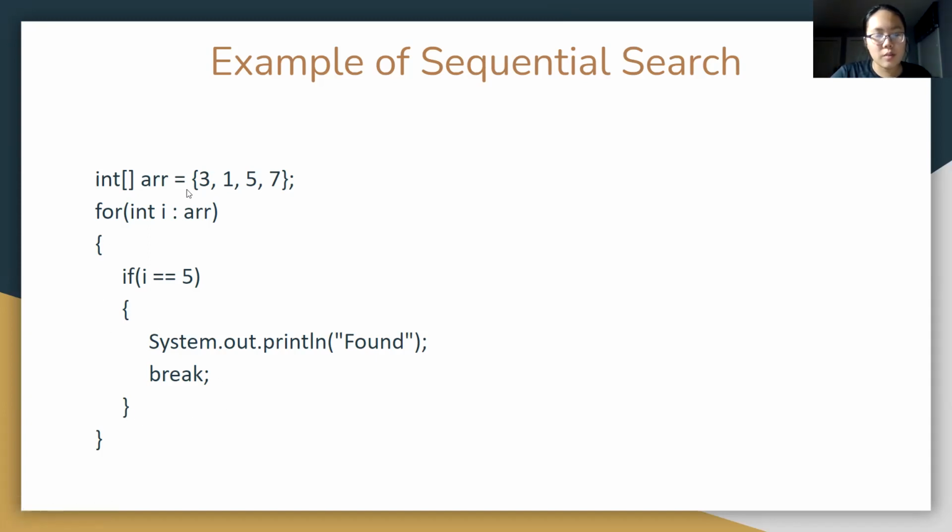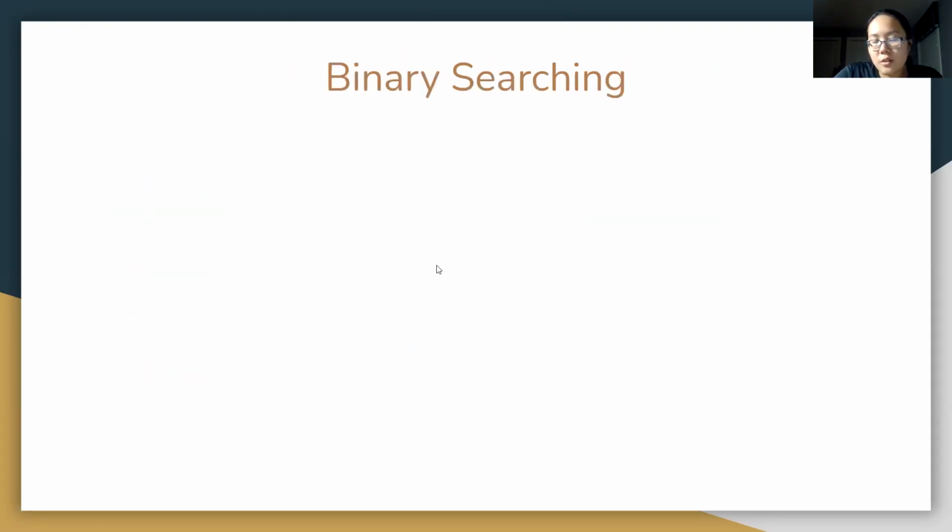So again, that should look pretty familiar. This is an example of sequential search, because we're looping through every single value, checking to see if each one is equal to the value we're trying to find. If we found it, then we break out of the loop. The output would be found, because there is a 5 in here. That should hopefully be review.